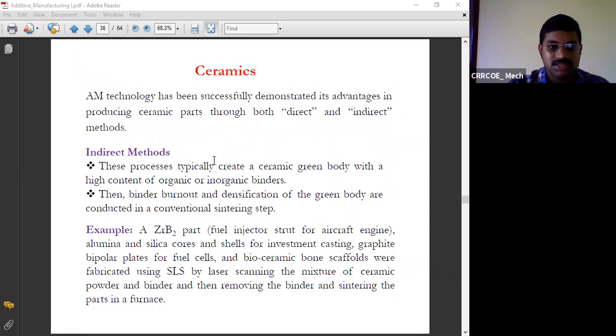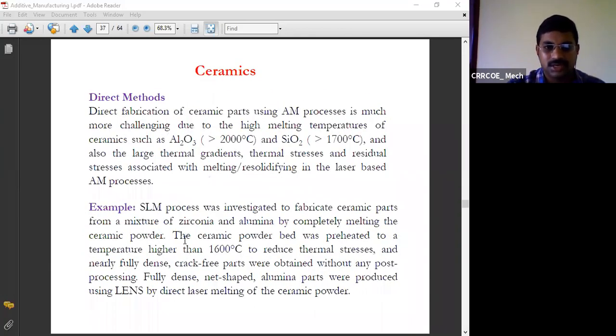So as far as ceramics is concerned, there are indirect and direct methods. These processes typically create a ceramic green body with a high content of organic and inorganic binders. Then binder burnout is carried out on the green body, conducted in a conventional sintering step. These are the indirect and direct methods.